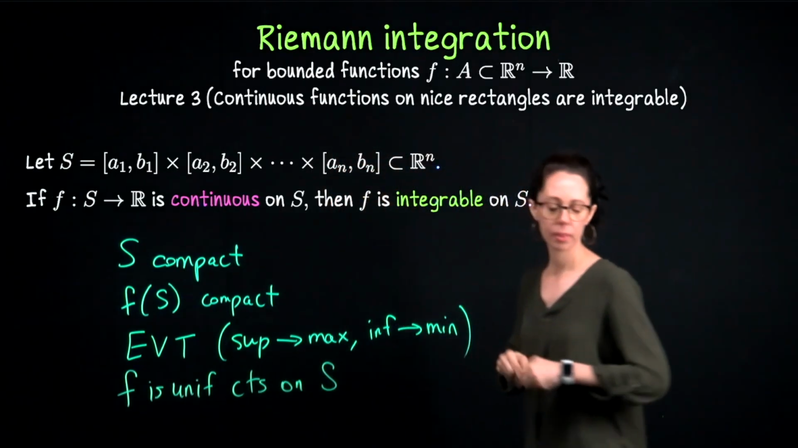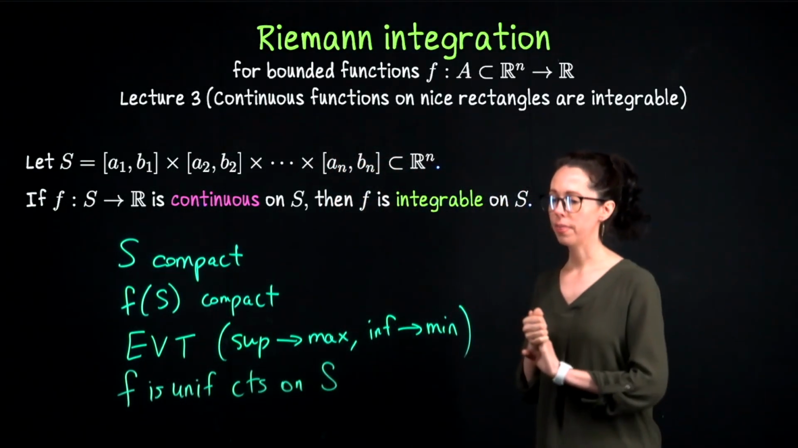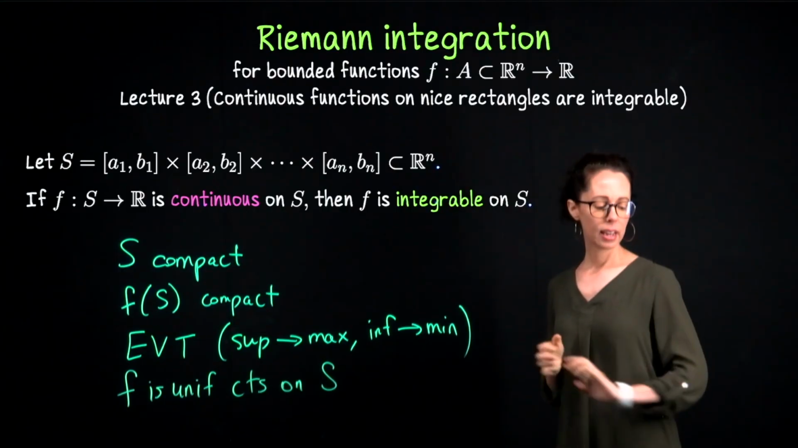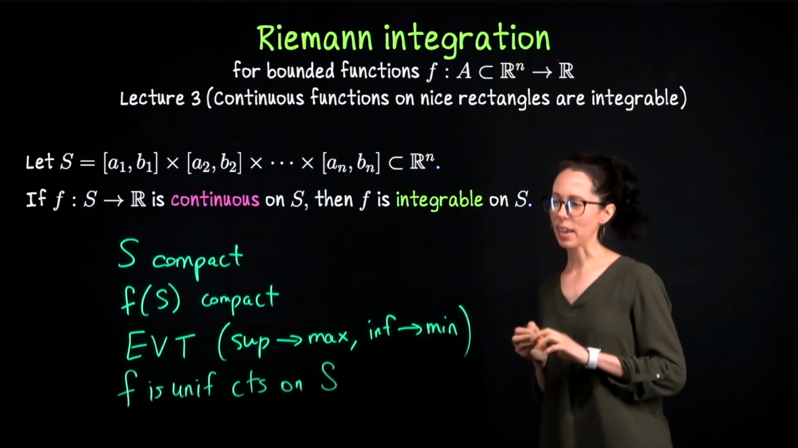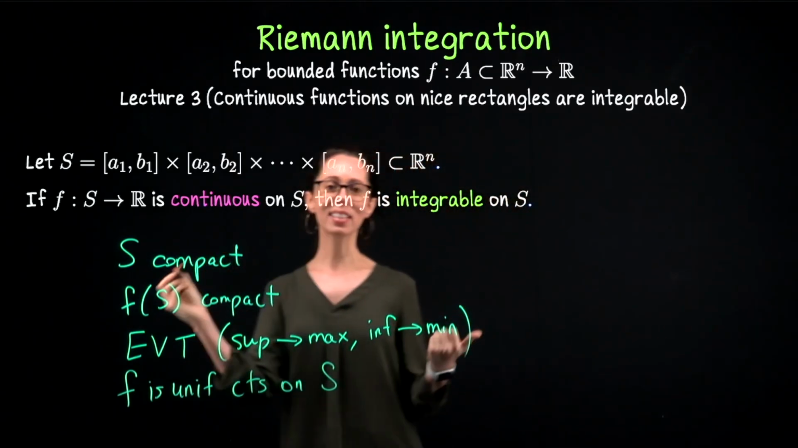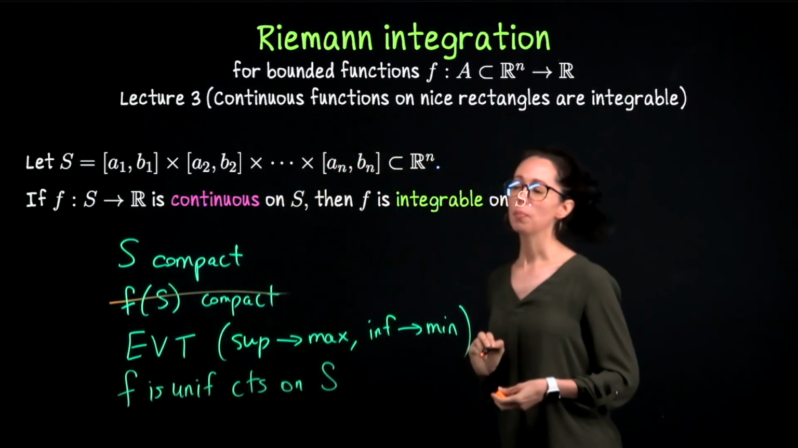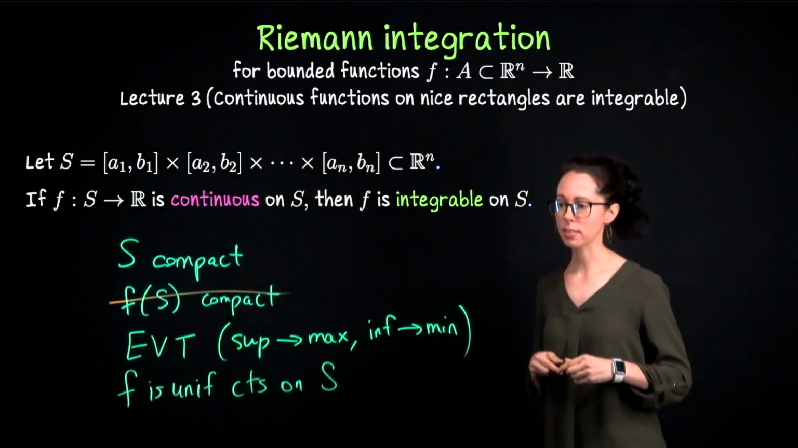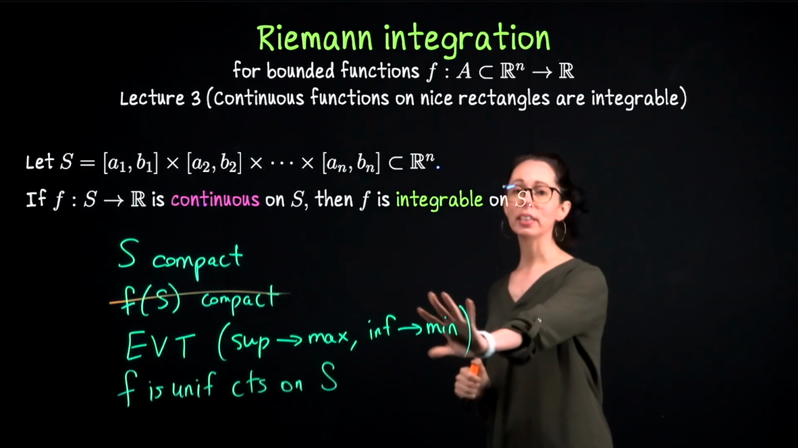Okay. Let me now think about this a little bit. I'll go ahead and tell you that the second one, that the image is compact, this isn't really going to come into the proof. It's a nice thing to remember. I mean, it is a true statement, but we're not going to use the compactness of f(S). However, we will definitely use this statement.